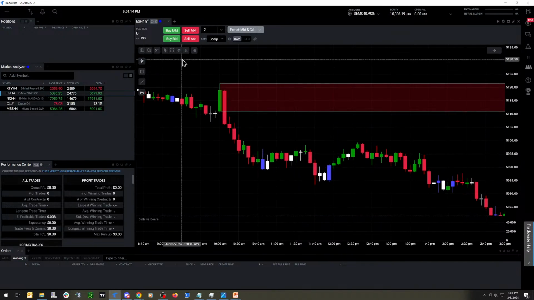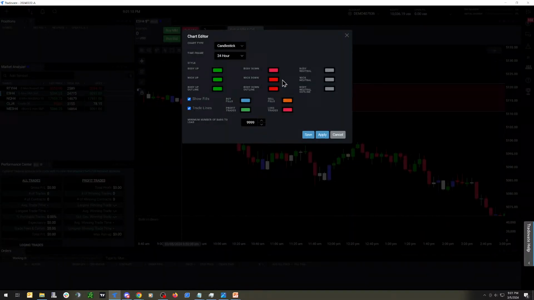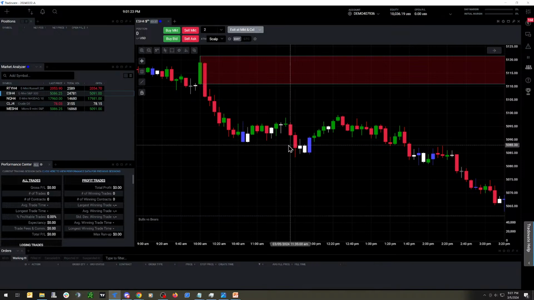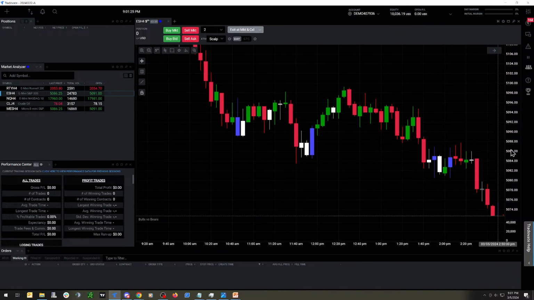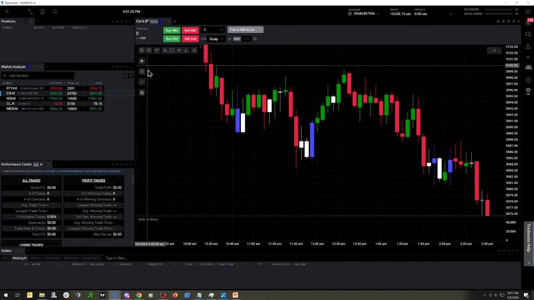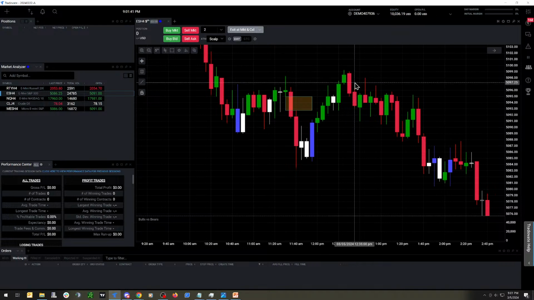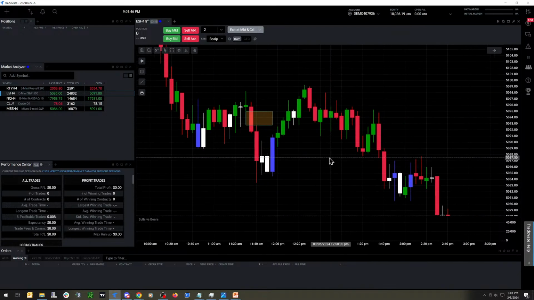Let's move on. Let me check one last thing. Make sure I'm in candlesticks as opposed to Heikin-Ashi. Does anybody see it? Do you see it? What is this? Fair value gap. Big move down. What did it do? It came back to the fair value gap. Now, it did overshoot it. But that tells you target. There's your target.